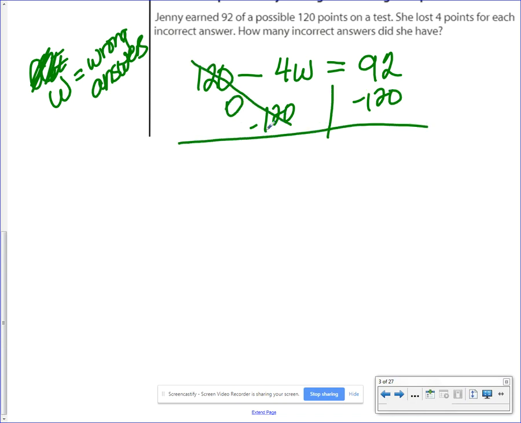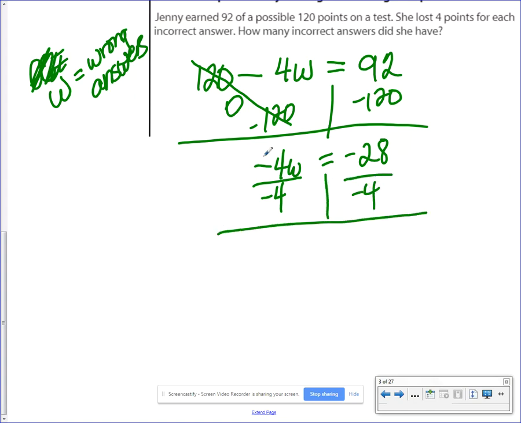Those go to 0. Don't lose the minus sign or that negative sign. I think that gives us this. Divide, make sure you're dividing by negative 4 on each side. That gives me positive 1W. Yay. This gives me positive 7. She had 7 incorrect or wrong answers.